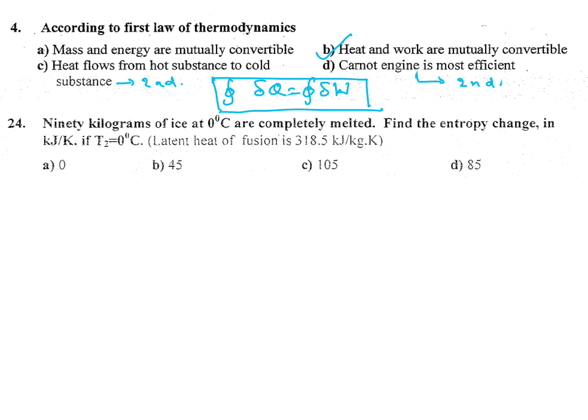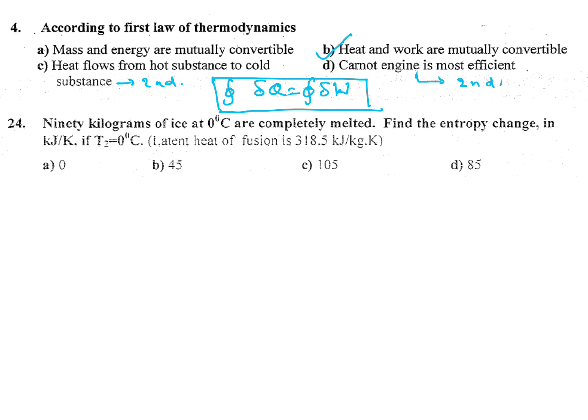Next, 90 kilograms of ice at 0 degrees Celsius are completely melted. Find the entropy change in kilojoule per Kelvin if T2 is 0 degrees Celsius. Latent heat of fusion is 318.5 kilojoule per kg Kelvin. At constant temperature, only the phase is changing. Latent heat of fusion is also given. We have to find the entropy.